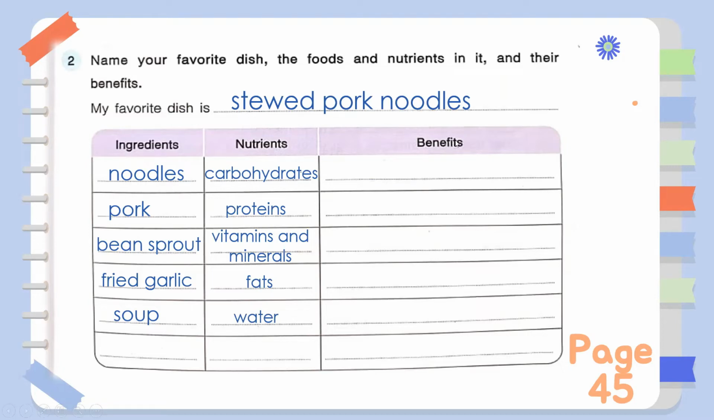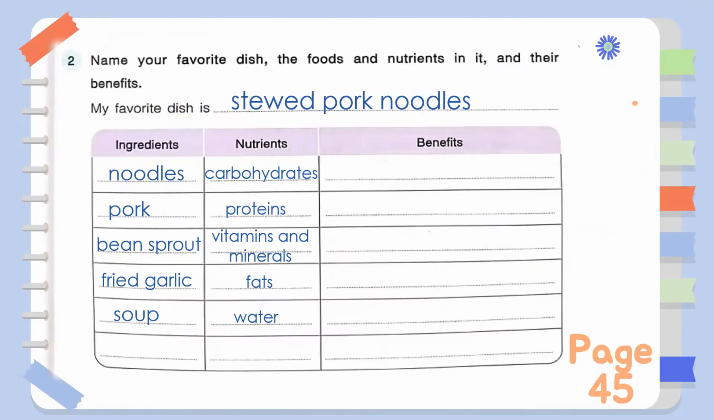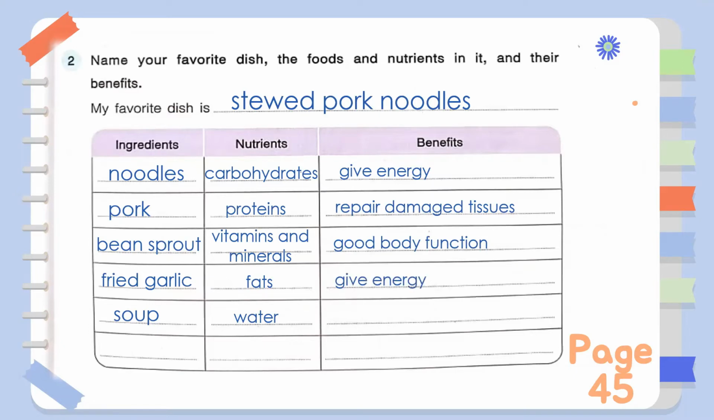Now, let's go to the benefits. What are the benefits that I get from these nutrients? Let's take the carbohydrates. Carbohydrates can give energy for activities, so I'm going to write here, give energy. Next, proteins repair damaged tissues. Vitamins and minerals are for good body functions. Fats also give energy, and water also helps in passing out body waste.